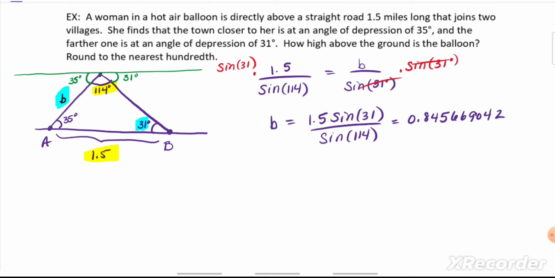We'll pop that into our calculator and get that our side B is equal to 0.845669042. Now, I'm not rounding this answer at all because I'm in the middle of the problem and I don't want to round until I get to the very end, so I'm going to keep every decimal place that my calculator gave me.